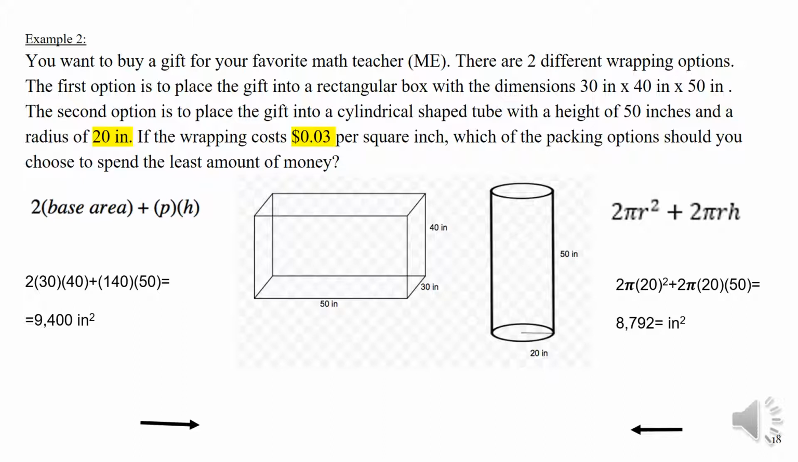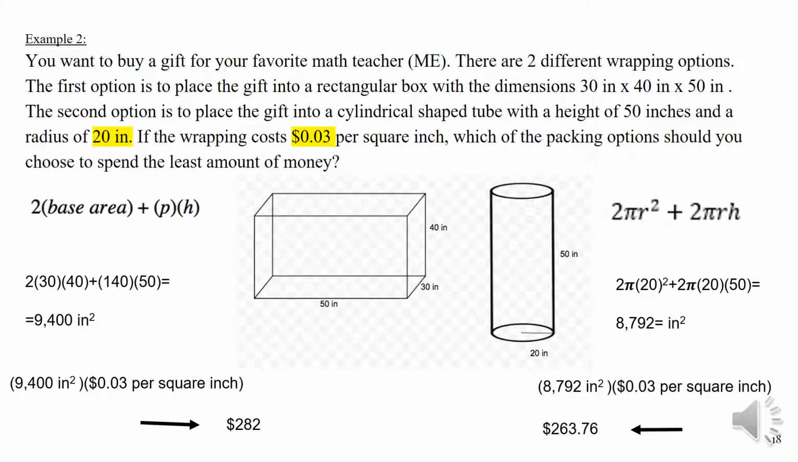So let me ask you this. What operation would I need to do to go from 0.03, so 3 cents for every 1 square inch, to find out how much money it is for 9,400 square inches? I would need to multiply. And because I multiply, I get that the rectangular box is going to cost me $282, whereas the cylindrical box is only going to cost me $263. So, like our prediction suggested, we were in fact correct that the wrapping paper for the cylinder is indeed less.